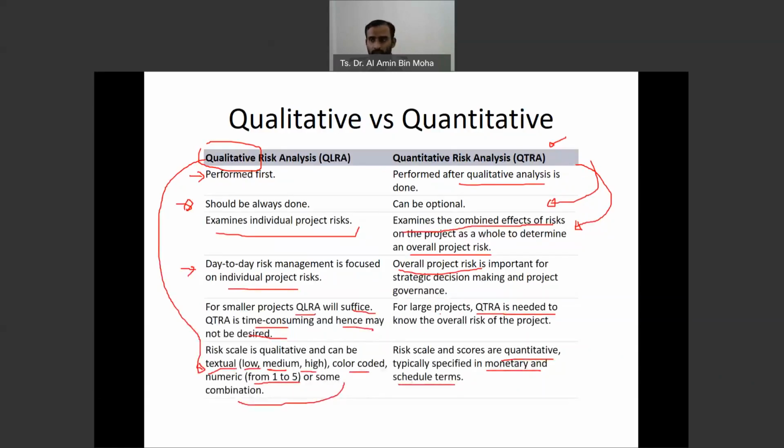We may stop here and then continue in the second part.